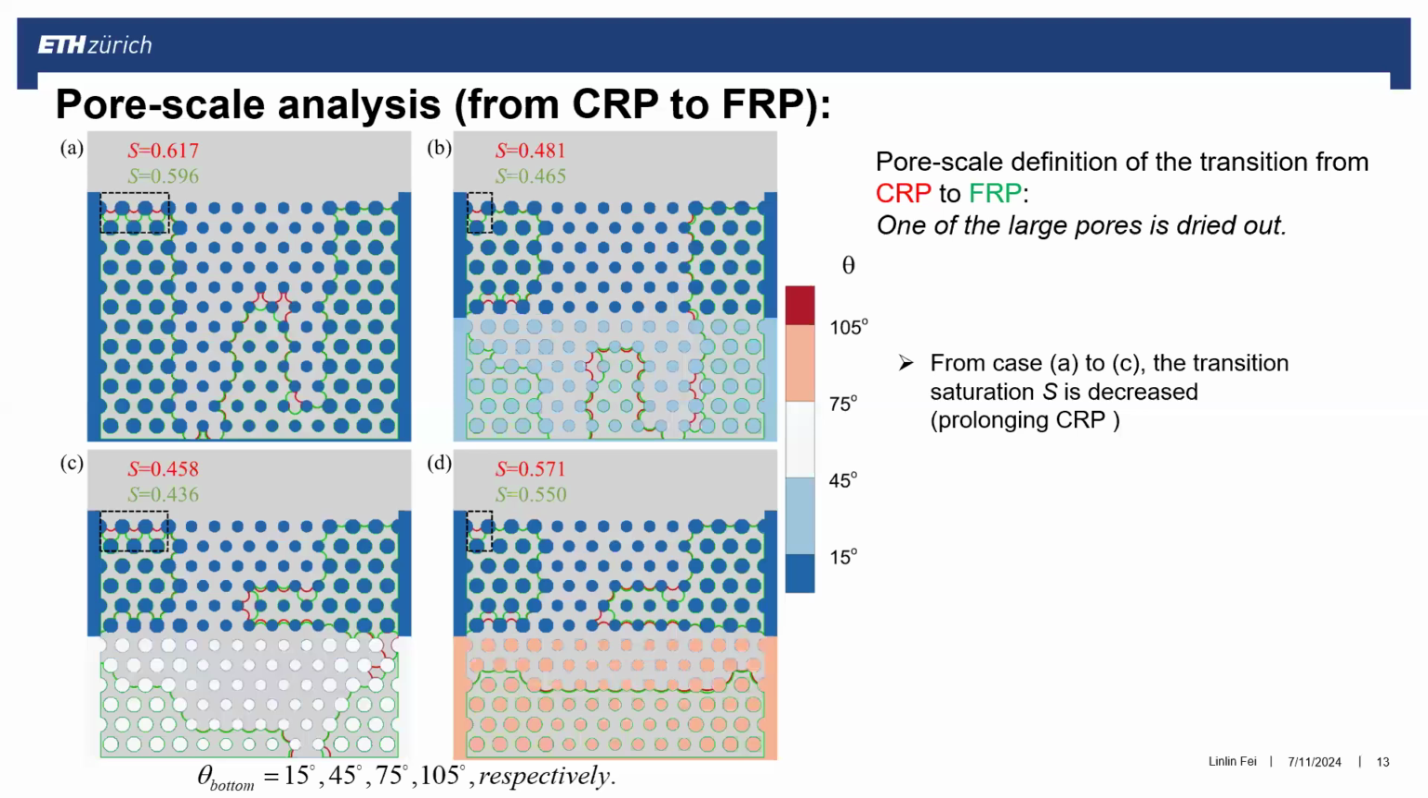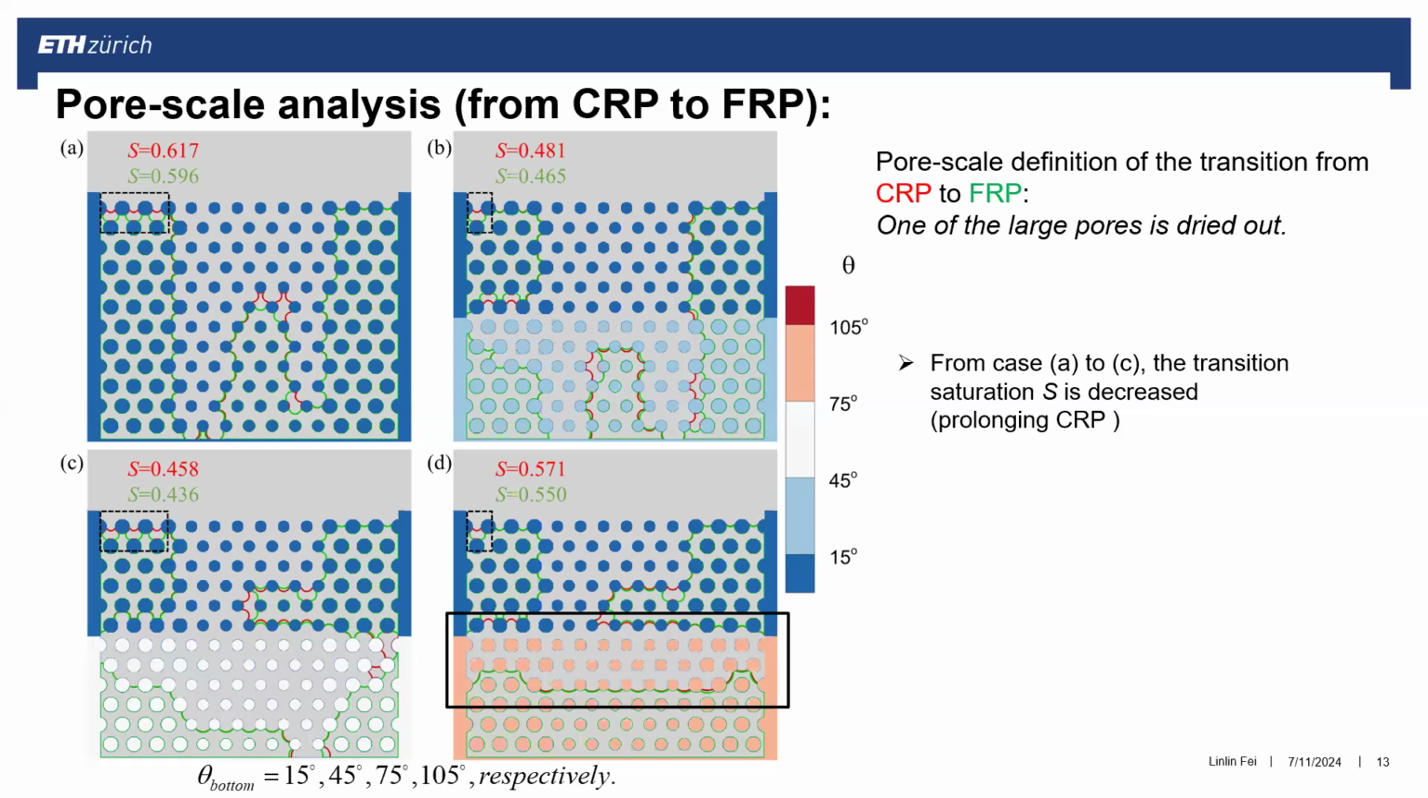And if we look at the transition from CRP to FRP, we define the transition as the point where one of the larger pores, a smaller pore is dried out. So let's look at here. This is the transition point. From case A to C, the transition saturation is decreased, which means we have prolonged the CRP.